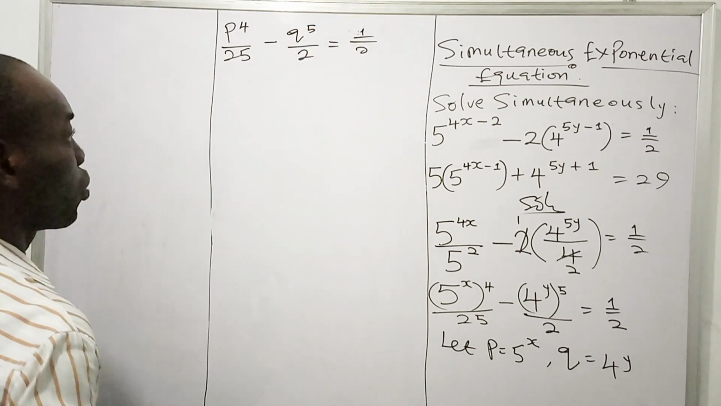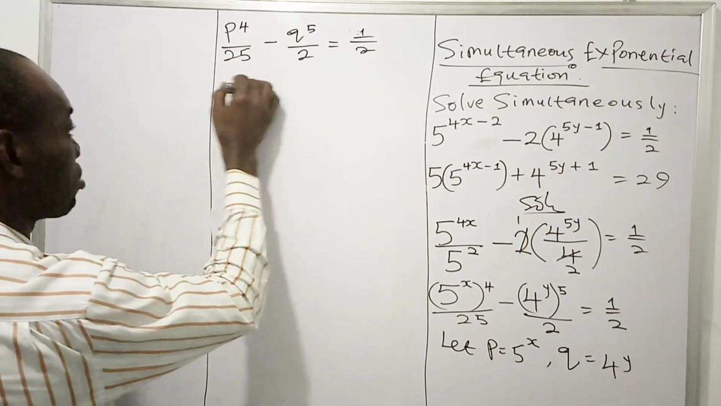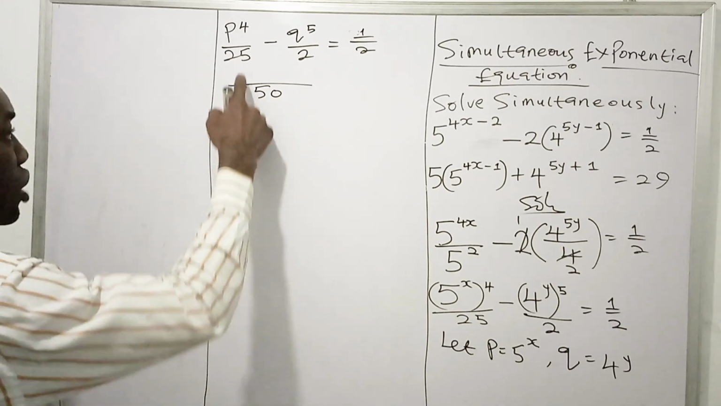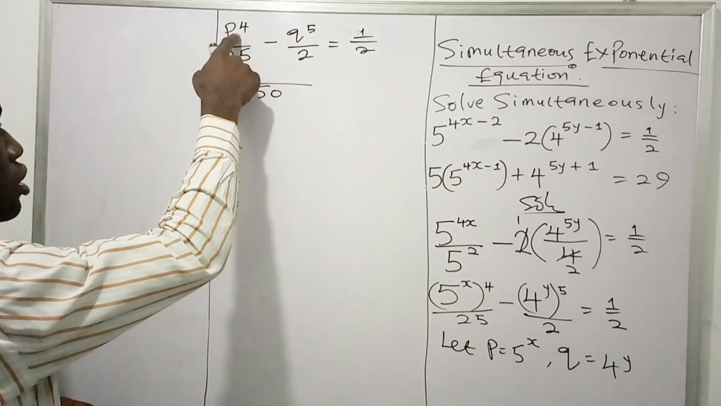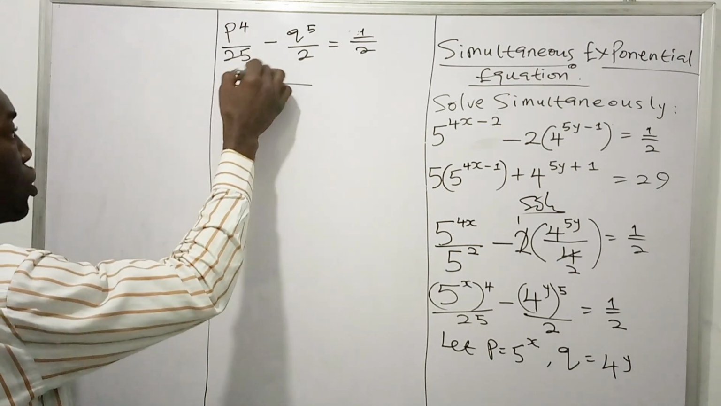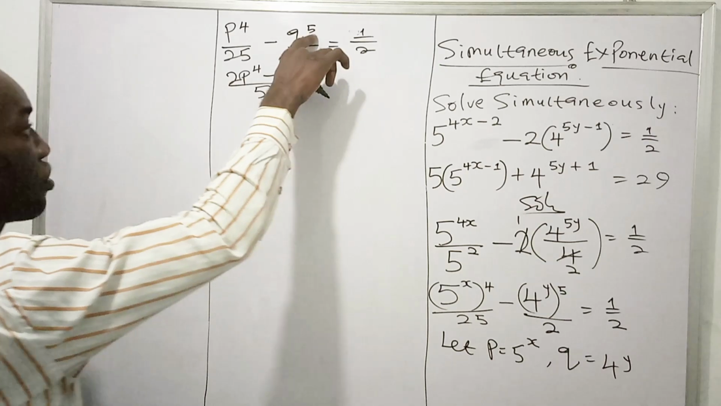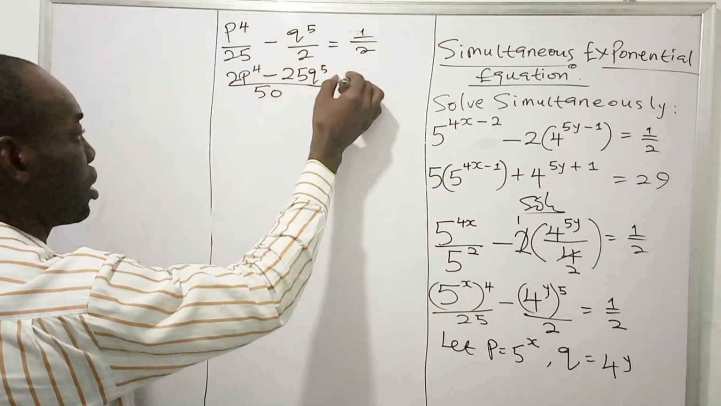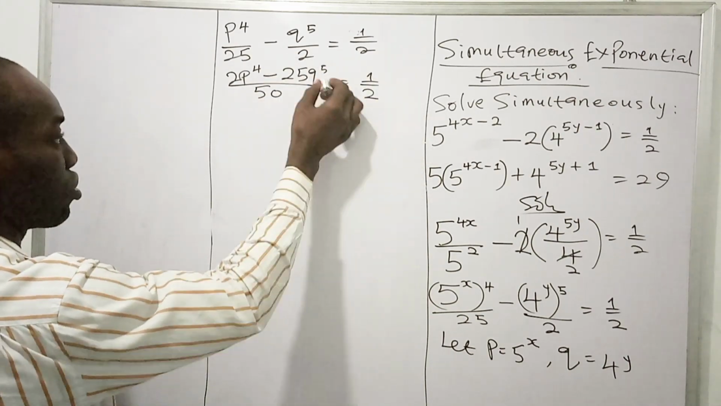Now what we'll quickly do from here is look for the LCM of 25 and 2, which should give us 50. Now 25 divided into 50 is 2, and 2 times p to the power 4 gives us 2p to the power 4, minus 2 into 50, that's 25, 25 times this gives us 25q to the power 5, and on the right-hand side, we have 1 raised to 2. Then from here, we'll cross multiply.